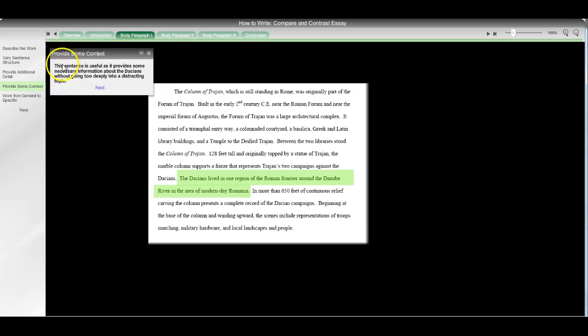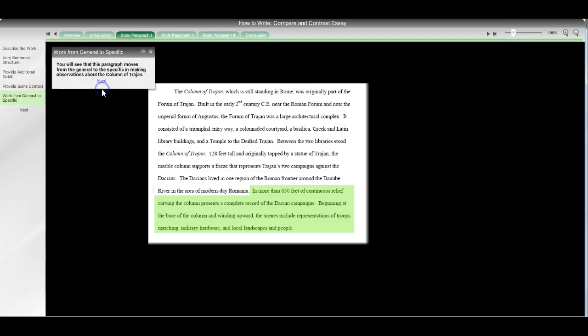Number 8. Do provide some context. This sentence is useful right here as it provides some necessary information about the Dacians without going too deeply into a distracting topic. So this sentence reads, the Dacians lived in one region of the Roman frontier around the Danube River in the area of modern-day Romania.